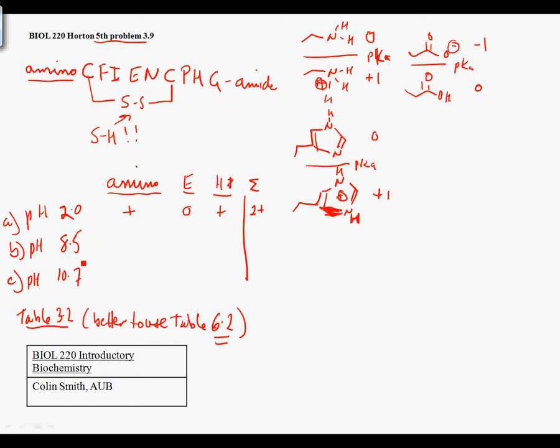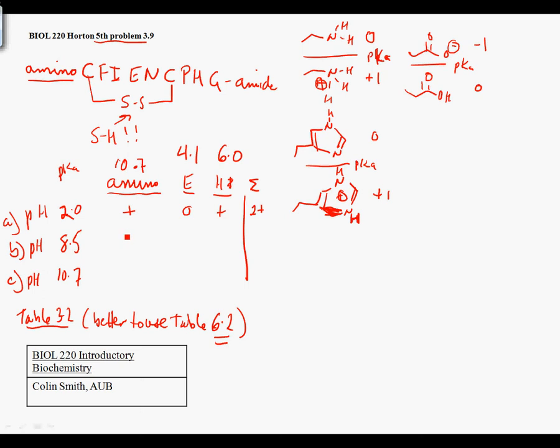At 8.5, the amino group, remember, I didn't write down the pKa's here. I'm sorry, looking at table 3.2, let me draw them here. I forgot to tell you that, which you may be confused by. The pKa of the amino group, according to table 3.2, is 10.7. The side chain of the glutamate is 4.1, and that of the histidine is 6.0. So at pH 2, the amino group is protonated, the glutamate is protonated, and the histidine is protonated.